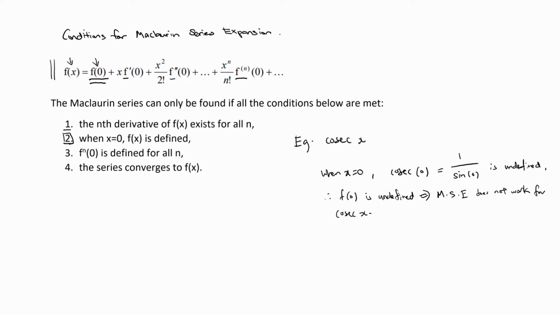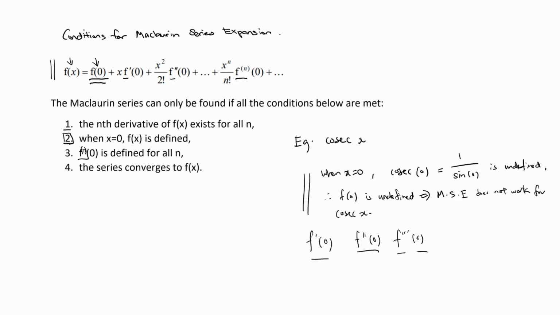Then over here we have f^(n)(0). Actually, I think we need to add the brackets down here. So it's f bracket n, so all the derivatives at 0 are defined for all n. So we also have to make sure that the derivatives f double prime 0, f triple prime 0 can all be defined. If one of these is divided by 0, then it will not work as well. So that is the third condition.